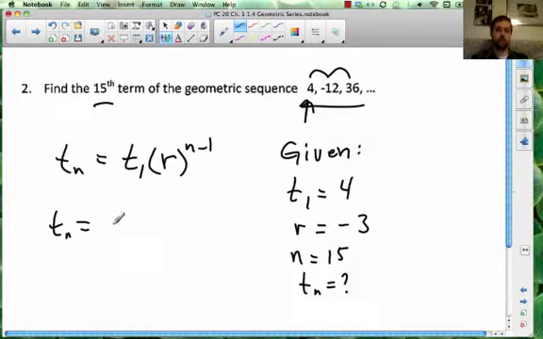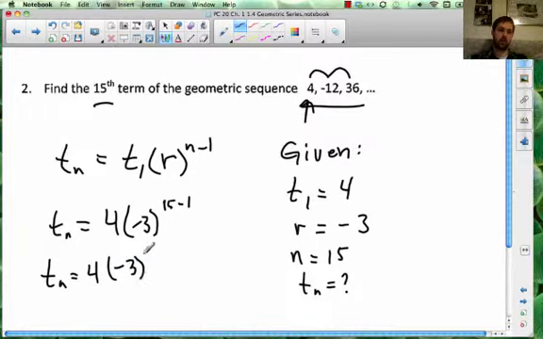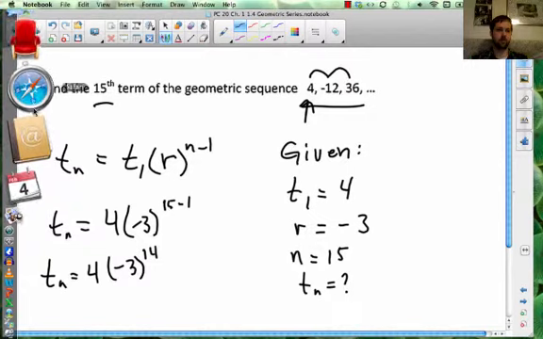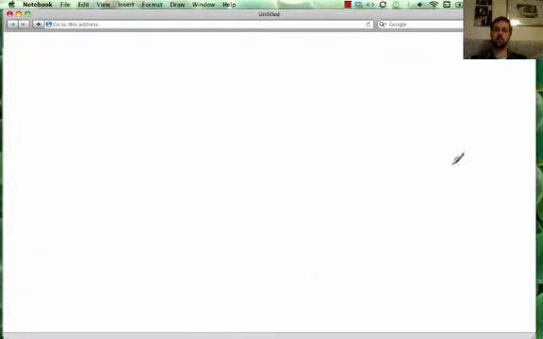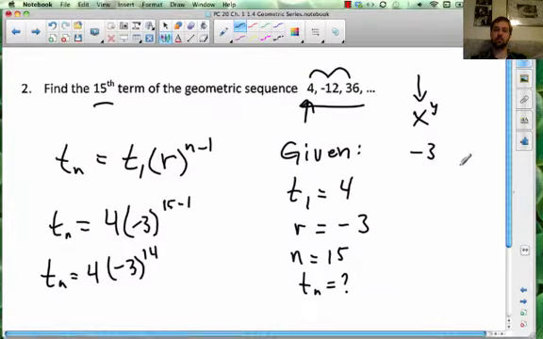T sub n equals 4 times negative 3 to the power of n minus 1. It's 15 minus 1. So T sub n equals 4 times negative 3 to the power of 14. Now, here's where you need a calculator with a special button on it. A button that says x to the power of y. So then you'd type in negative 3, and then you'd hit this button, x to the power of y, and then you would type in 14 after that and hit enter.